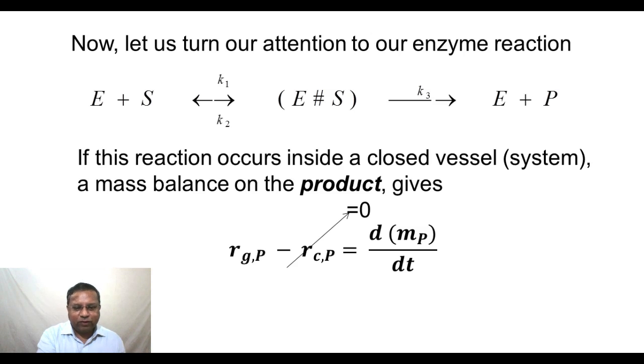If we assume that there is no consumption of the product, then the rate of generation of the product equals the rate of accumulation of the product here. Rate of generation, rate of accumulation.